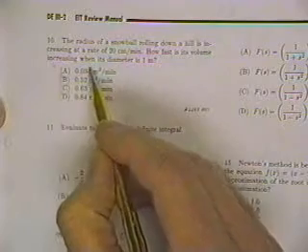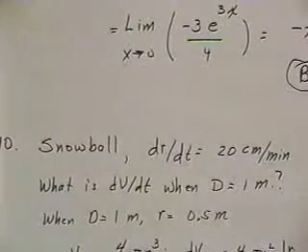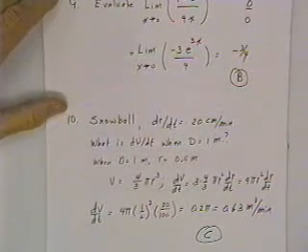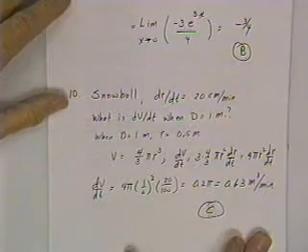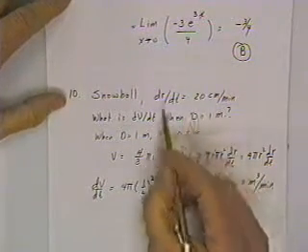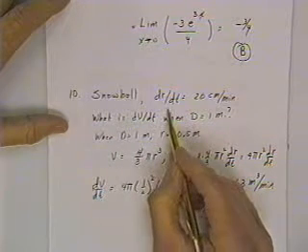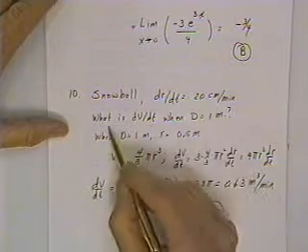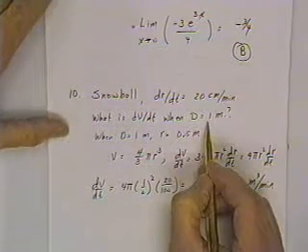It says the radius of a snowball rolling down a hill is increasing at the rate of 20 centimeters per minute. How fast is its volume increasing when its diameter is a meter? All right. Now, it's a well-stated problem, and these kinds of accretion things do occur. In this case, we have a snowball. We're told that the rate of increase of its radius is 20 centimeters per minute. And they ask you, what's the rate of change of its volume when its diameter is a meter?